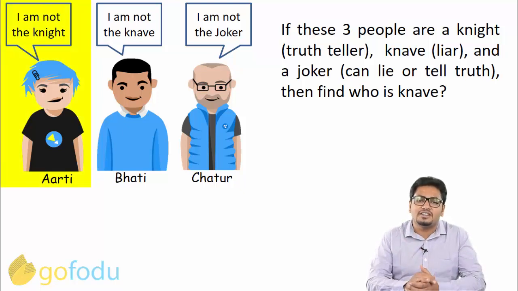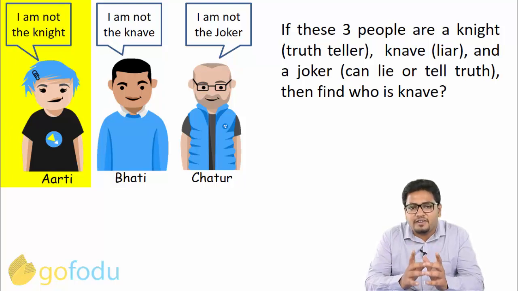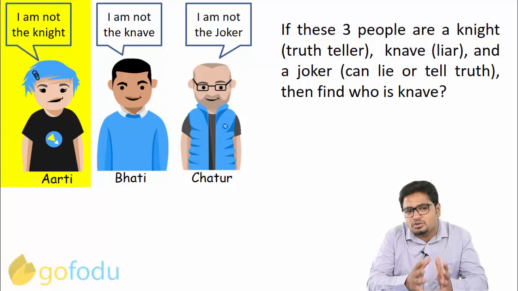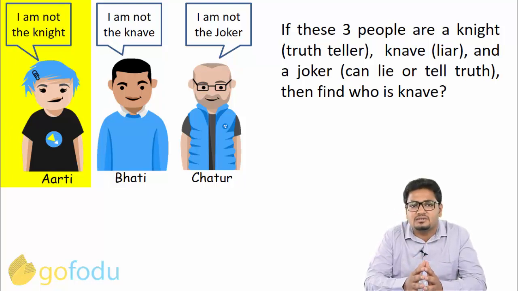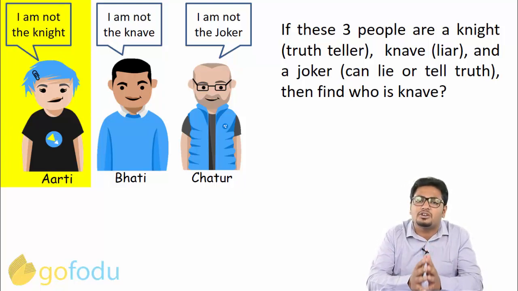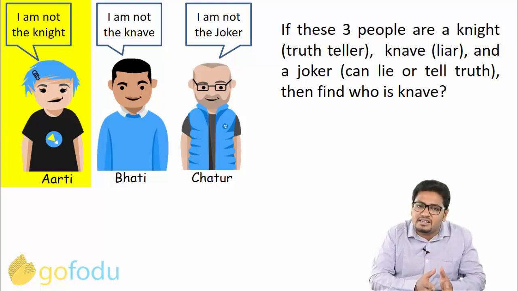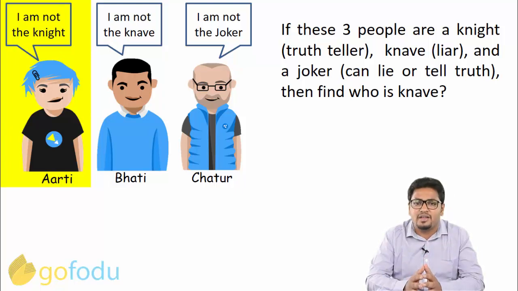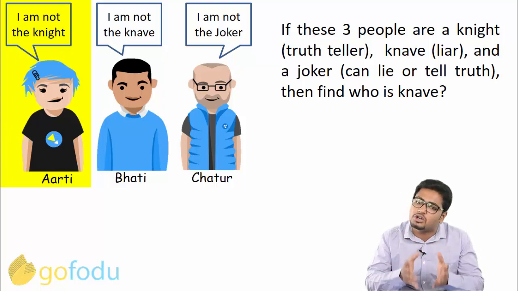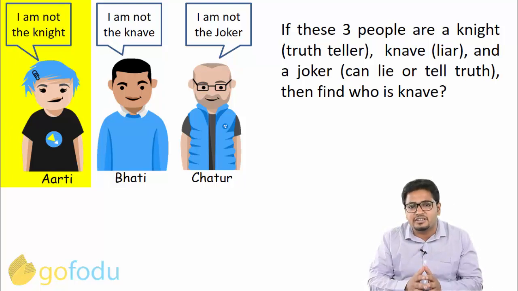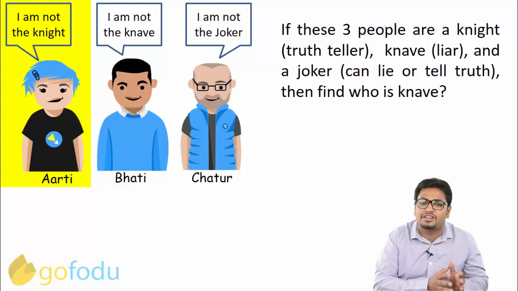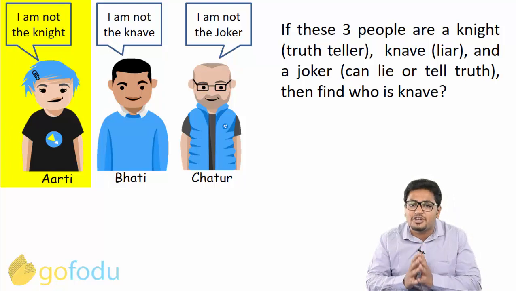Now try to understand this using common sense. If Aarti is a knight, it means that she never lies. So can she say this statement? A person who never lies, how can he say that I do not speak the truth? It's simply not possible. That means Aarti is not the knight. And Aarti is saying that I am not the knight, which means that she is telling the truth. So it is clear that Aarti is also not the knave. So she must be a joker, right?